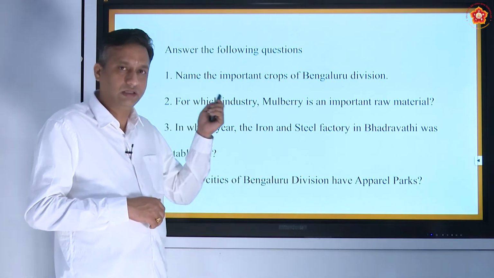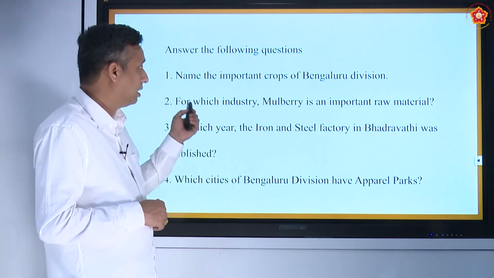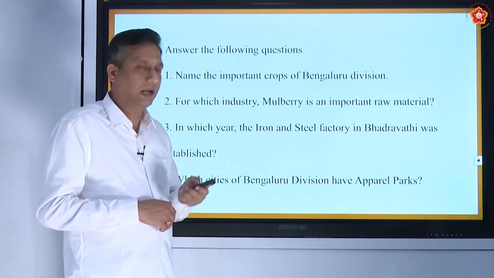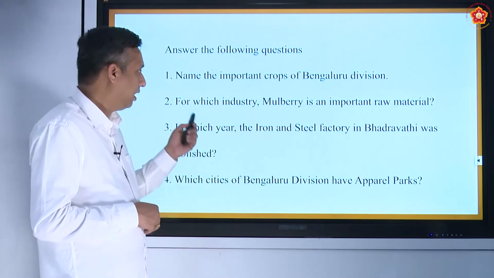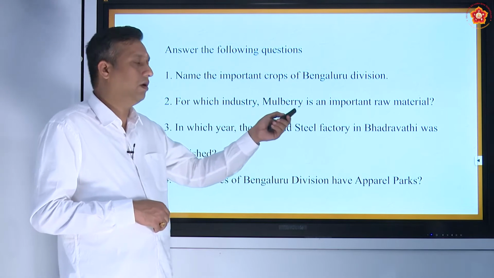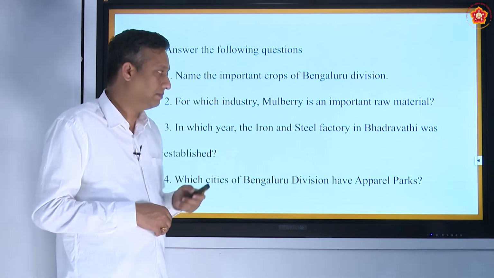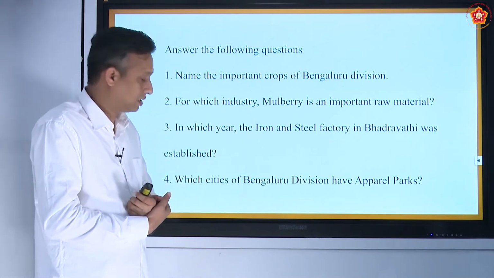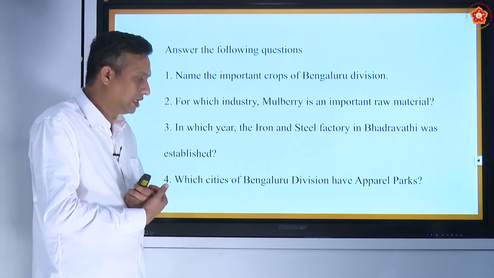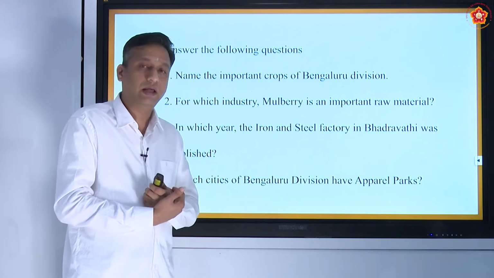So students, try to answer these questions. Example: name the important crops in Bangalore division. Already we have discussed this in the previous slides. Go through the slides. For which industry is mulberry an important raw material? In which year was the iron and steel factory in Bhadravati established? Fourth question: which cities of Bangalore division have apparel parks?